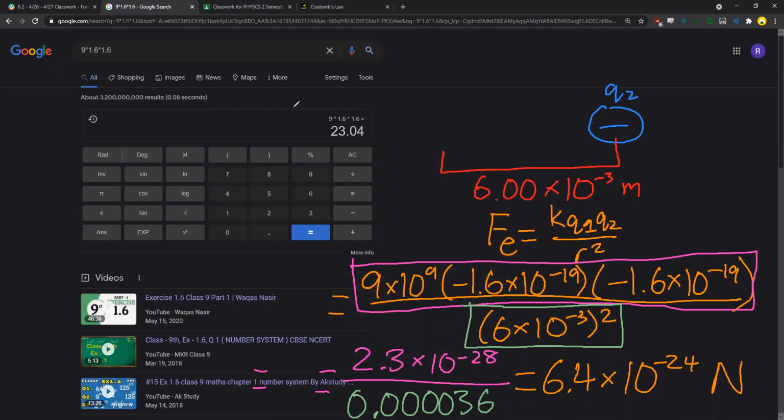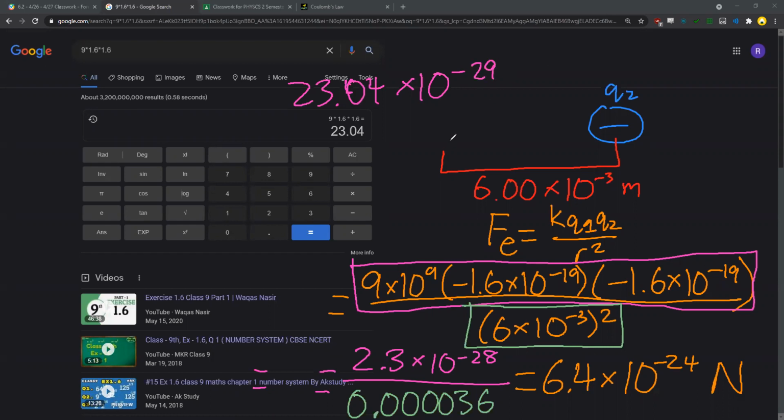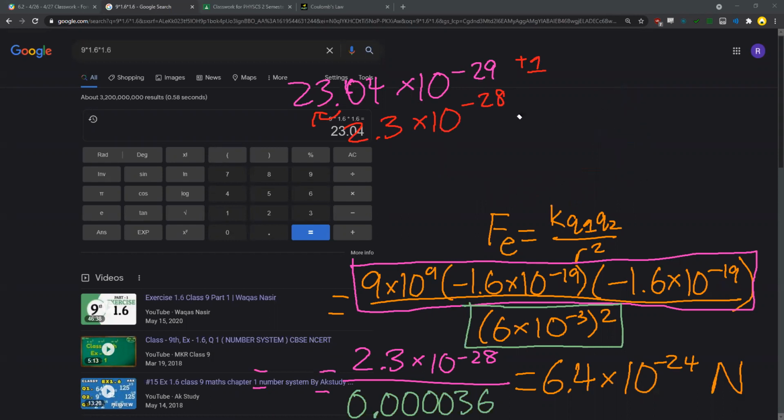But when you get 23.04, your exponents are going to be 10 to the 9, -19, -10, -29. But then if you move the decimal place over one time, you add 1, and you get 2.3 times 10 to the -28. You okay? You understand why you got 23.04 now? Okay, cool.